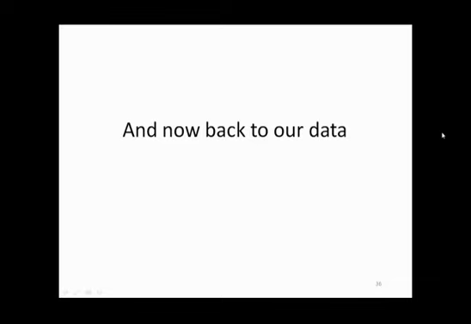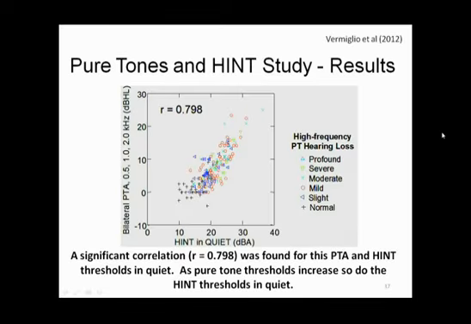And now back to our data. So here's the relationship between HINT in quiet thresholds and the bilateral pure tone average for 500, 1000, and 2000 hertz. So can we predict from the audiogram how well a person will recognize sentences in quiet? And the answer is, well, yes, to some degree we can, because we have a relatively strong correlation coefficient where R is close to 0.8.